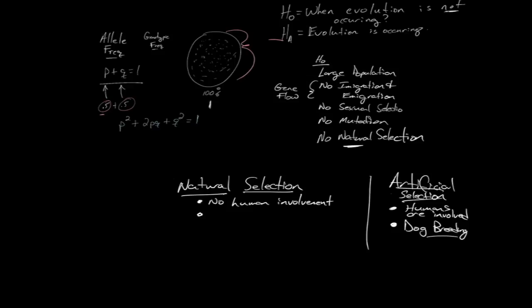So natural selection is death before birth, before reproduction. That's another key part of natural selection. The thing has to die before it has babies. If it has babies, it's too late.